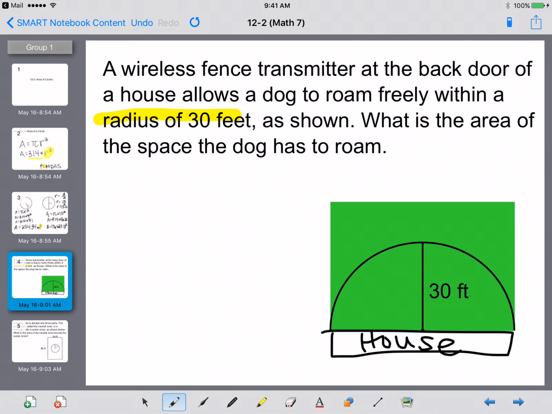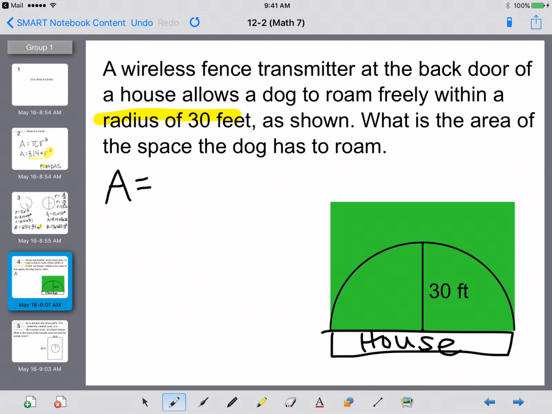Because it's at the back door, the dog doesn't wear the transmitter in the house, it only wears it in the backyard, which is the green part. And that is half of the circle. So we only need half of the area. So we'll figure out what the area is, and then guess what? Divide it in half.